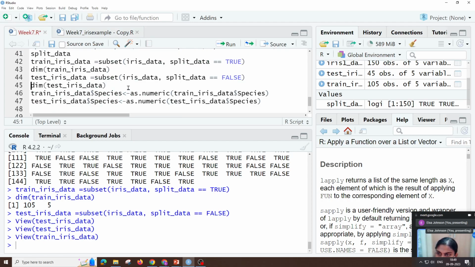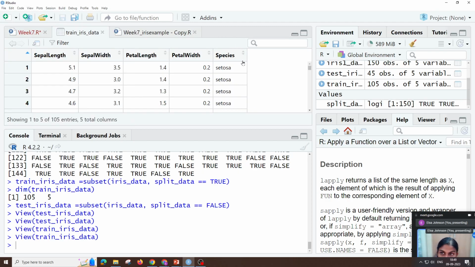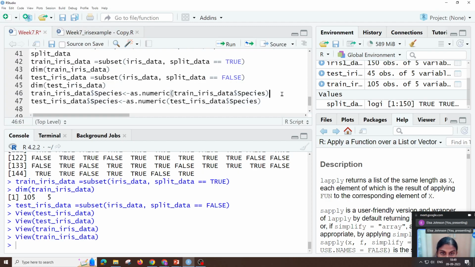So we have reached till here. Now what I am doing is encoding. Right now we have done the factorization as different things. So I am doing it independently for the train iris data as well as test iris data. First I will do it for the train iris underscore data and the column species in that. Train iris now is looking like this. We will run this particular line.